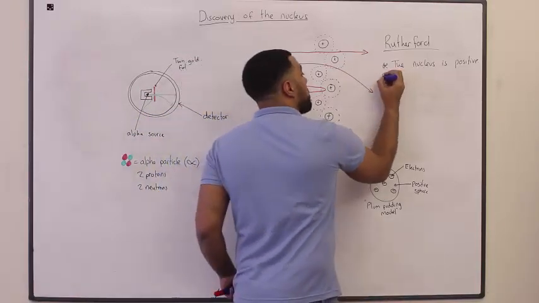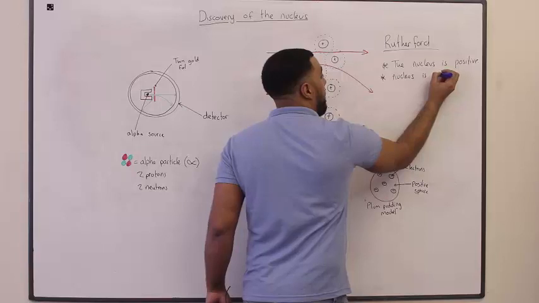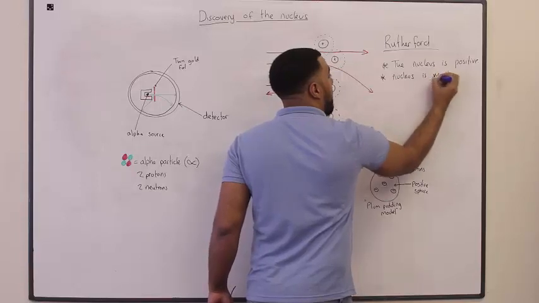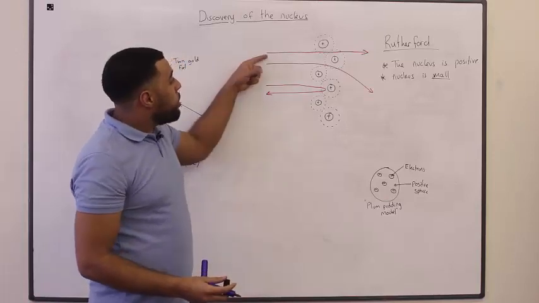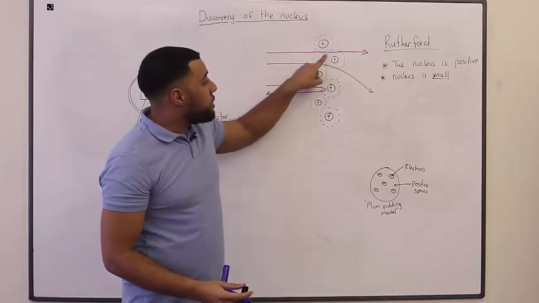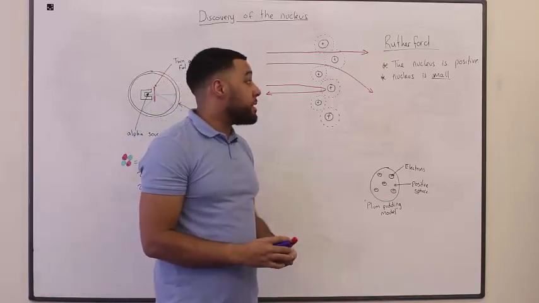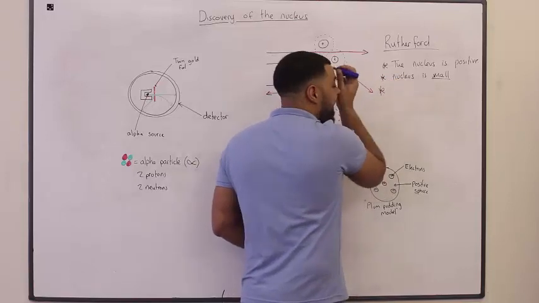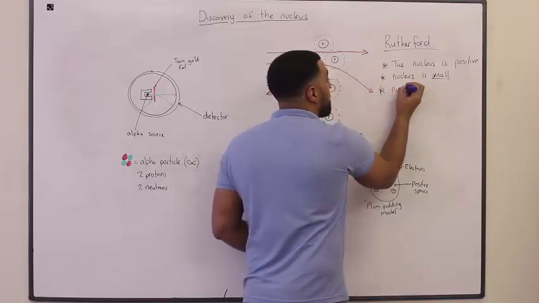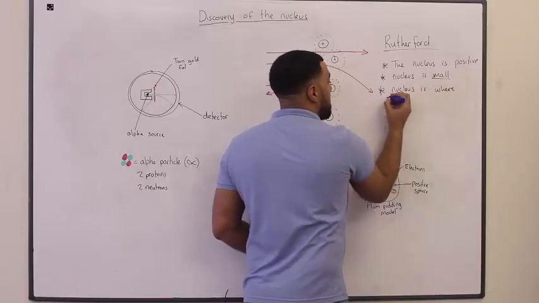He also knew that the nucleus must be small. Well, how did he know that the nucleus was small? Well, most of the alpha particles went straight through that gold foil. The atom is mostly empty space. And he also led Rutherford to think that the nucleus is where all the mass of an atom is.